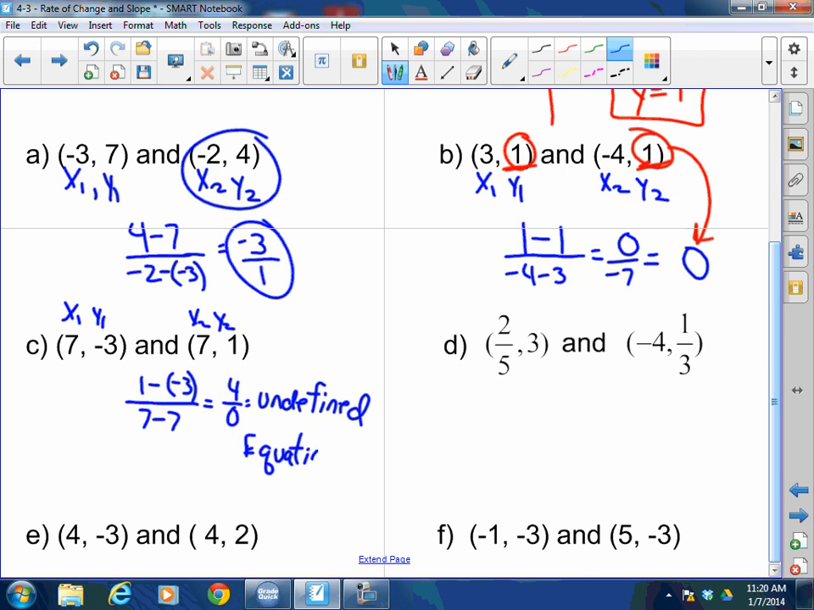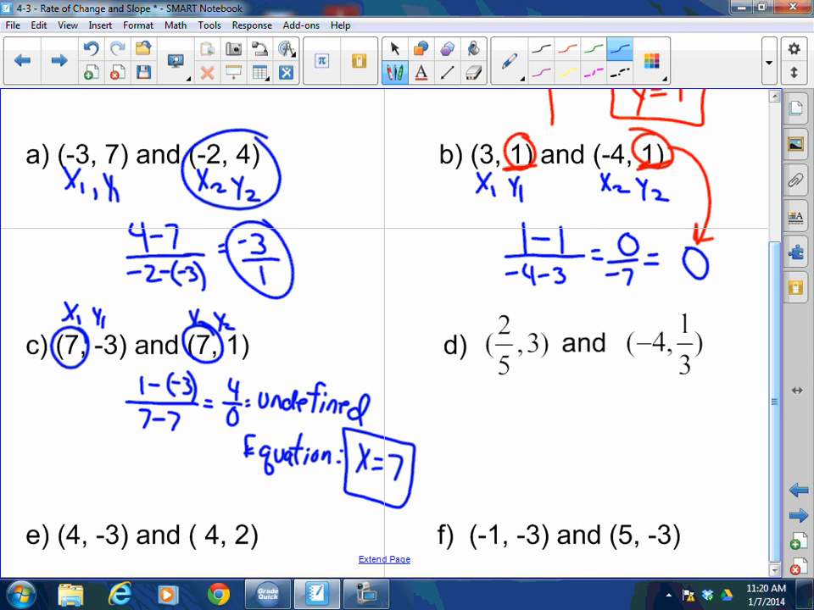The equation would be x equals 7. I don't know where you got 4 from. X equals 7 because that's the same x value forever. You guys with me here? If you're not, that's what I'm here for. This is my job and my pleasure. You guys with me? All right, cool beans.